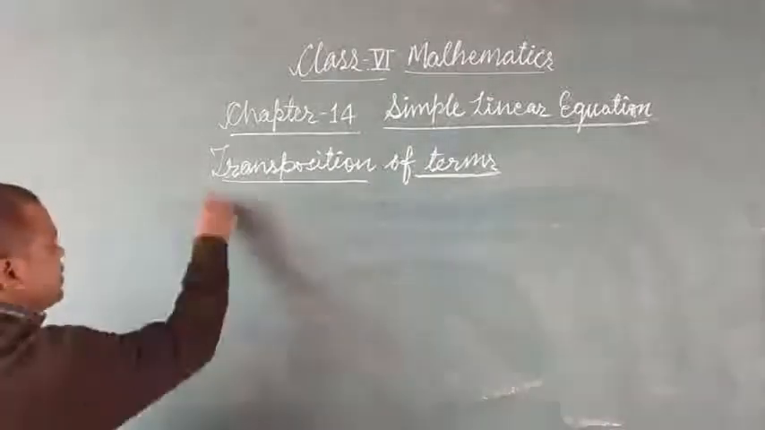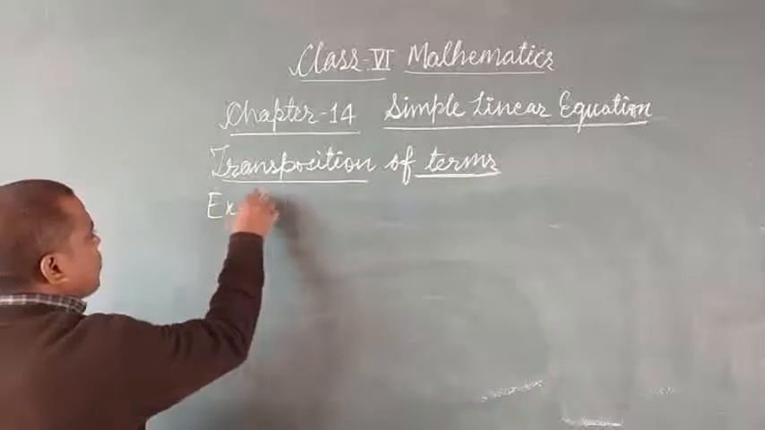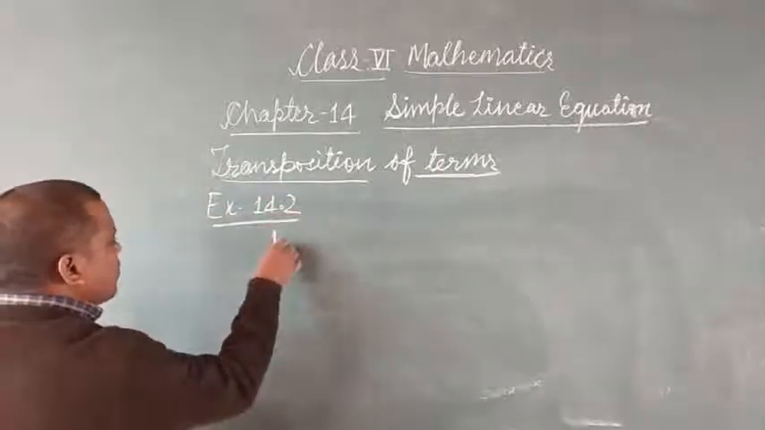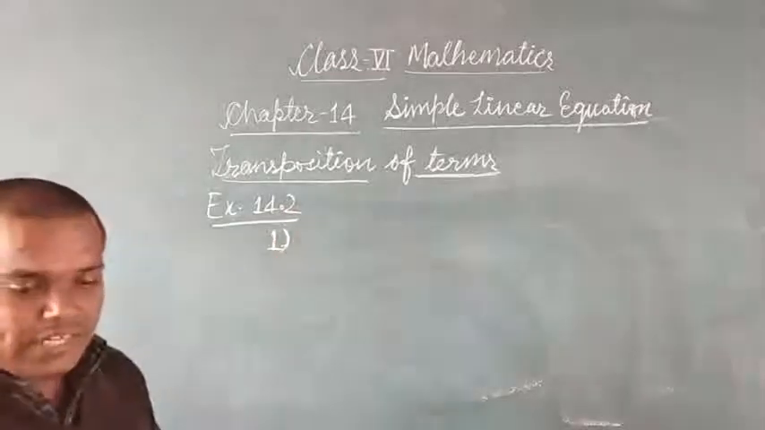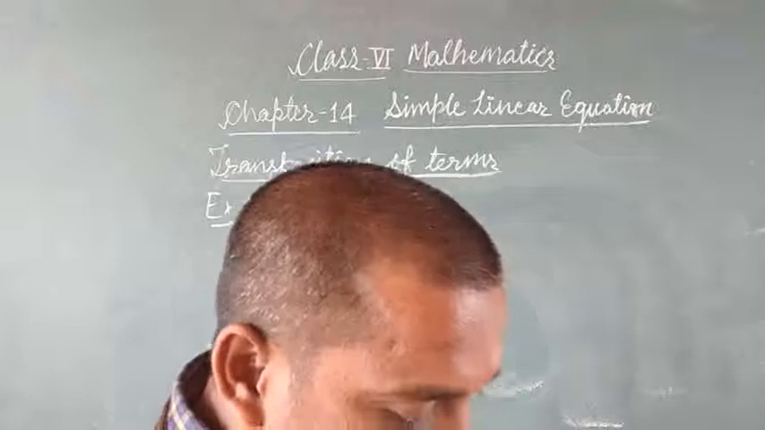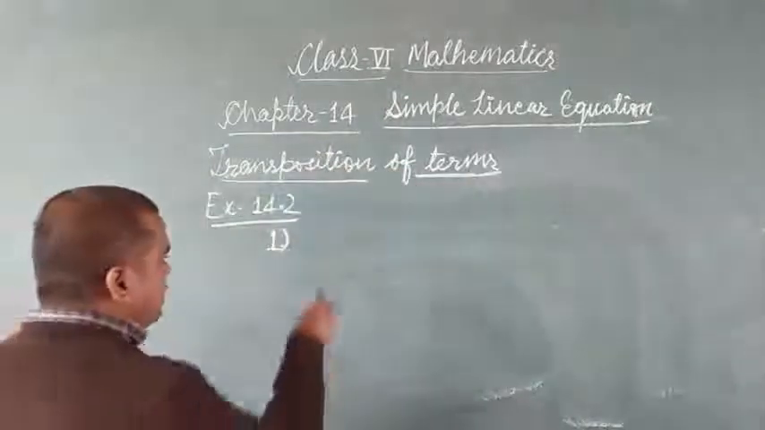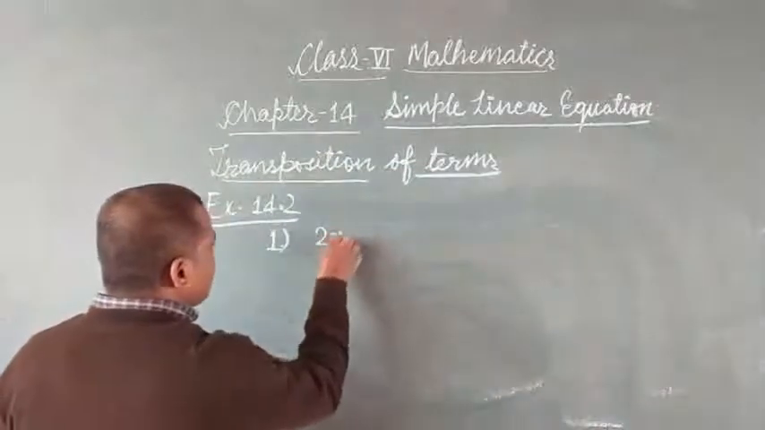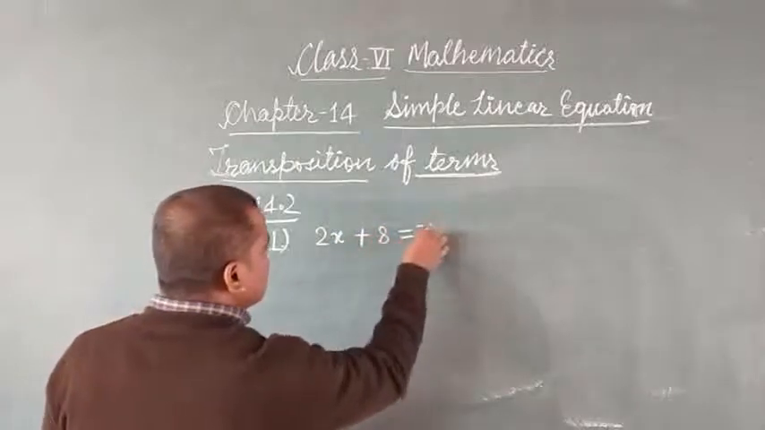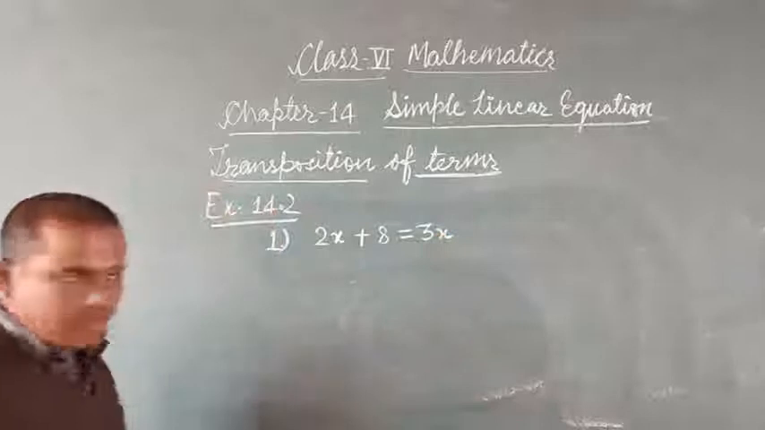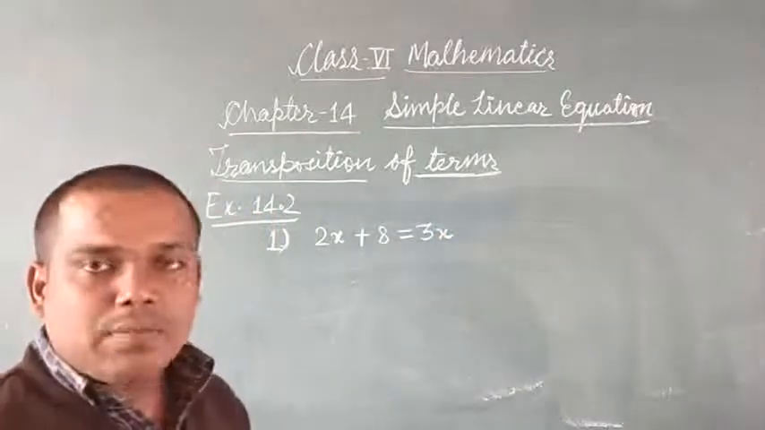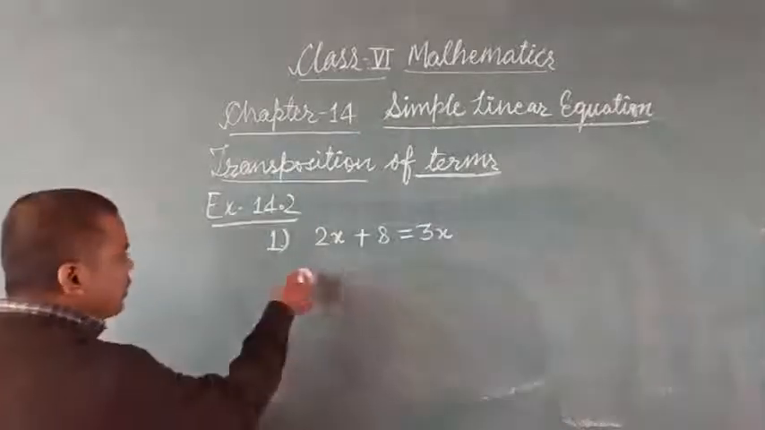Question number exercise 14.2. Question number 1. We have the given equation 2x plus 8 is equal to 3x. This is the equation we have to solve. So we will start to solve it.